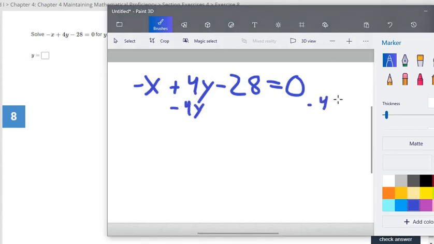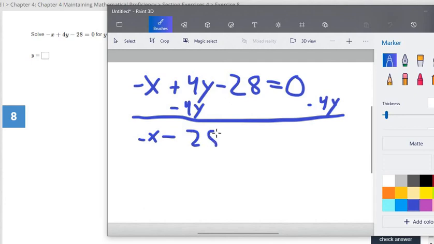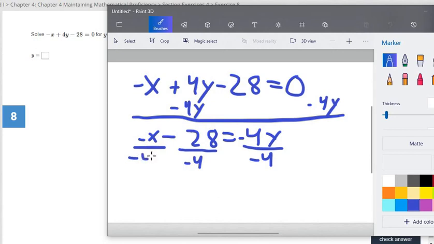Minus 4y on both sides. That's going to leave us with negative x minus 28 equals negative 4y. Make sure you don't lose your negatives like I almost just did. So now we can just simply divide both sides by negative 4. Again, we need to divide everything over on this side by negative 4. Again, keeping in mind this is negative 1x, so we're going to divide that by negative 4.